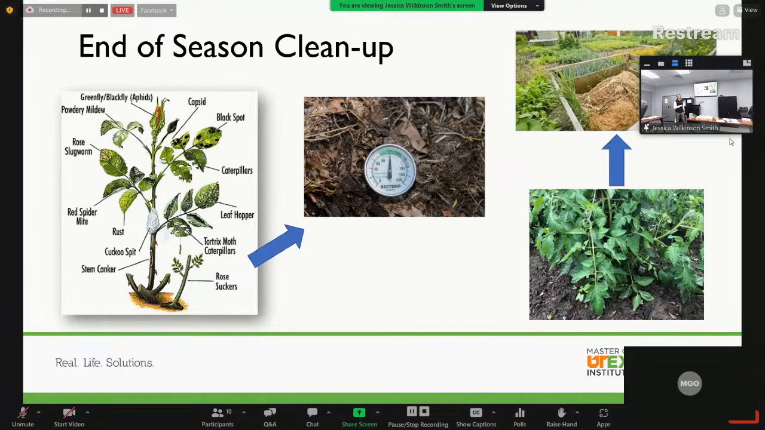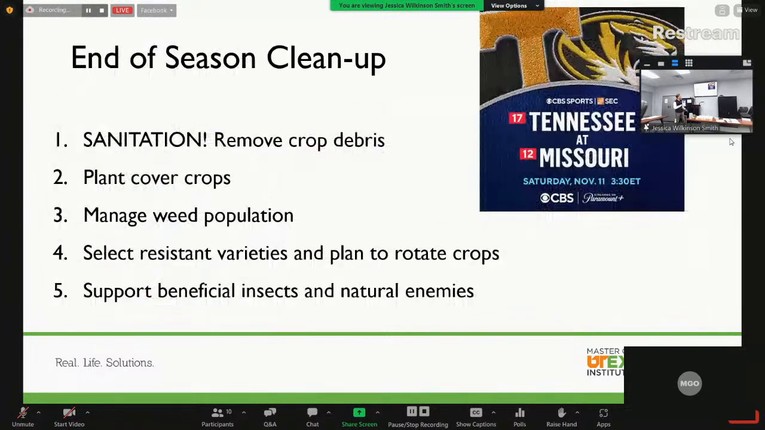Bam. All right. Of course, today we've got a game at 3:30, and always during fall season, we might think about just forgetting about our garden and just doing other activities.